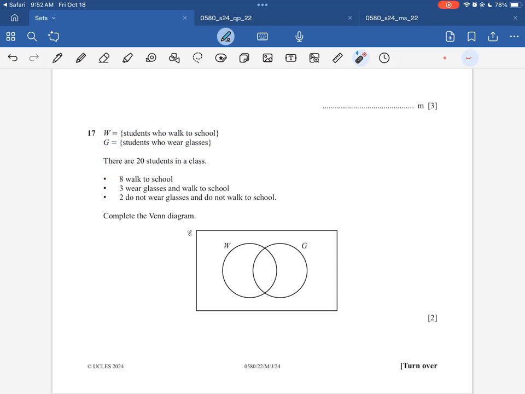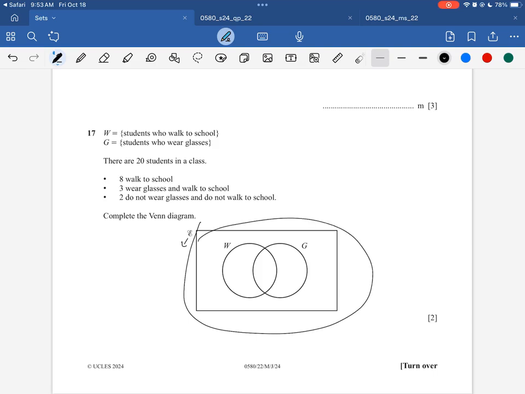8 walk to school. 3 wear glasses and walk to school. 2 do not wear glasses and do not walk to school. And it says complete the Venn diagram. So remember, this notation means your universal set. Your universal set is everything together, right? And we said W is people who walk to school, and G, people who wear glasses.